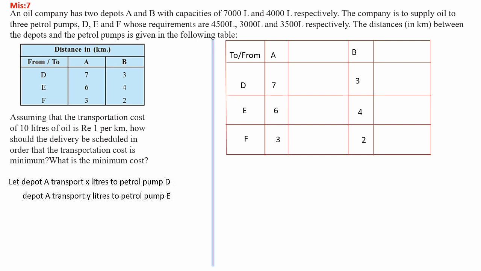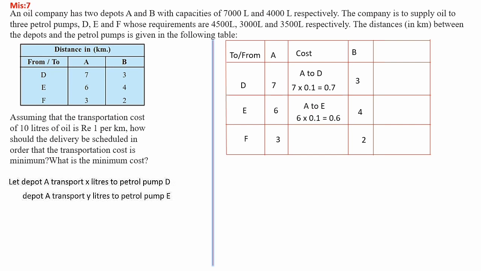Before that, let's complete this one. B to D, the distance is 3, and B to E, the distance is 4, and B to F, the distance is 2 kilometers. But to find the cost, cost from A to D is 7 into 0.1. 7 into 0.1 because 10 liters of oil is rupees 1. That means 1 liter of oil is 1 by 10, that is 0.1. So 7 into 0.1, that is 0.7 rupees.